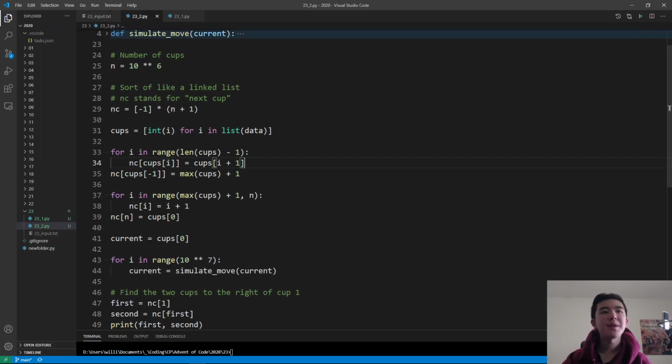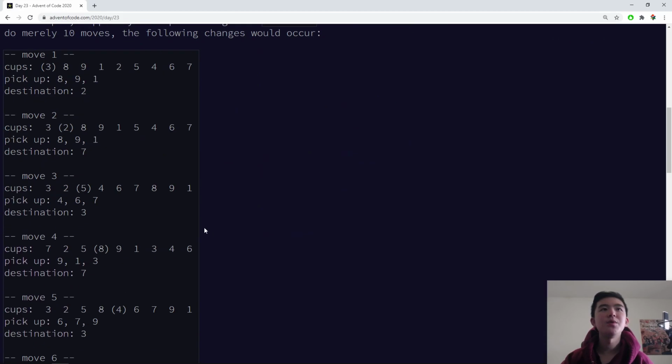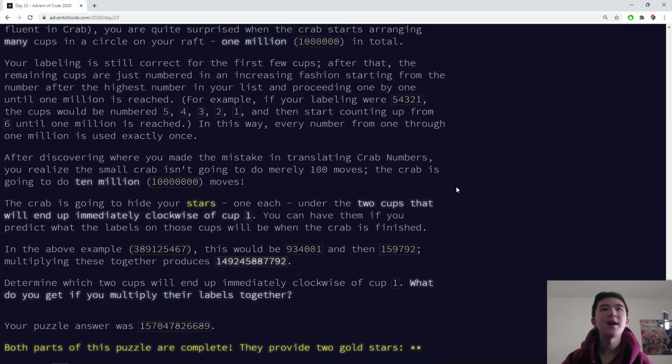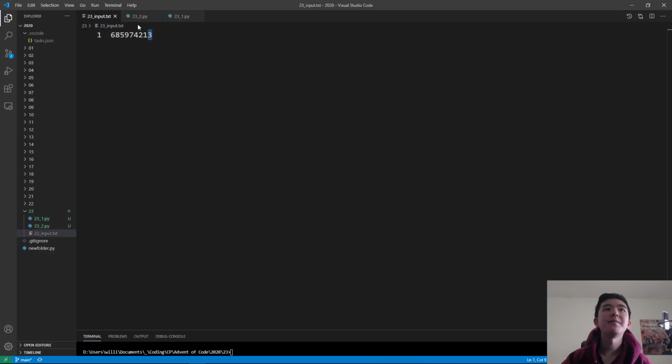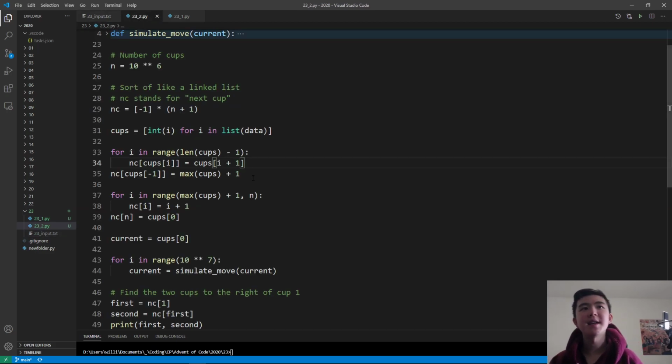Now, next cup of 3, the problem tells us to assign that to the next highest possible value. So in this case, that would be 10. So next cup of 3 would be 10. And that's what this line over here does. It takes the maximum value in our cups array and then adds 1 to it and assigns that to the next cup of the last cup in our given list.